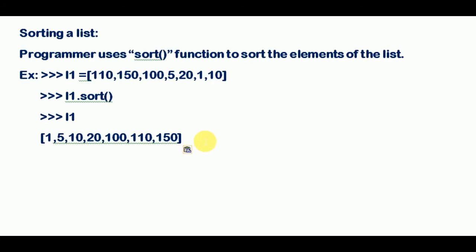Next one is sorting a list. So the programmer uses the sort function to sort the elements of the list. So in this example we have one list and here we have the function L1 dot sort, and we got the answer, sorting. Means we got the list in ascending order: lowest one, upper one, then upper and maximum value.